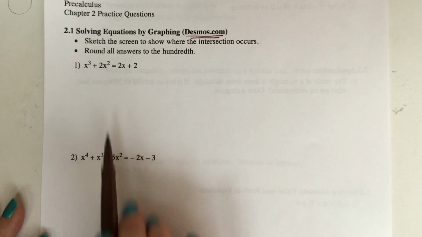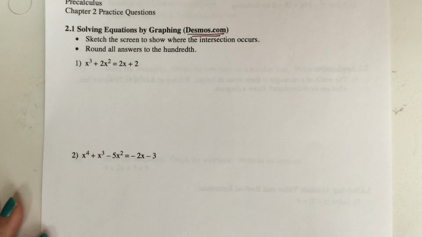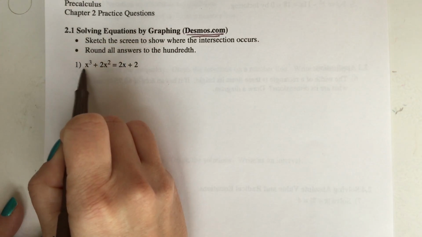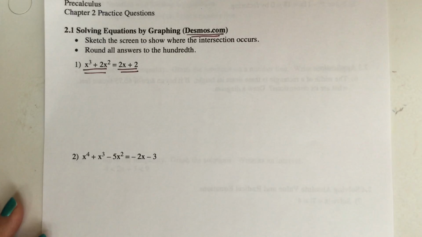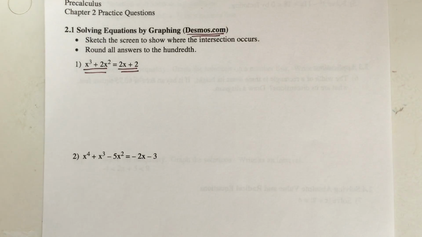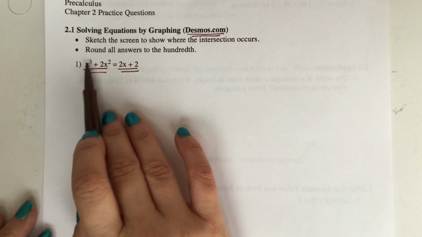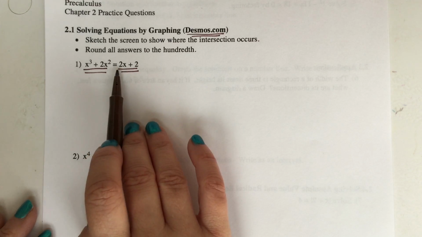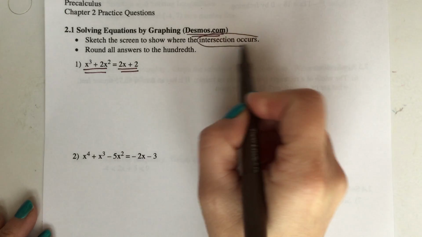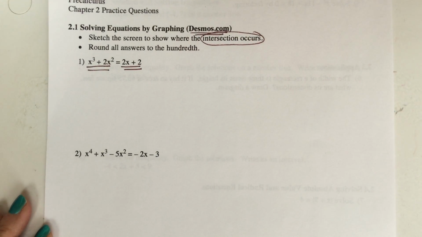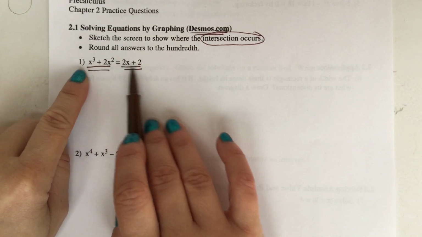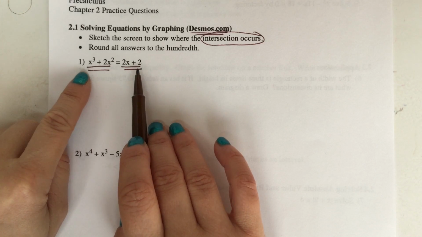If you want to solve equations like we see in examples 1 and 2, what we have to do is go on to Desmos. You graph each side of the equation separately. So things to remember, you do not actually type the equal sign into Desmos. One side I will put x cubed plus 2x squared. Graph that. Then enter a new function and type 2x plus 2. What we're looking for is where does the intersection occur? Where the intersection occurs, those x values, because we're trying to solve for x, those x values are your solutions.